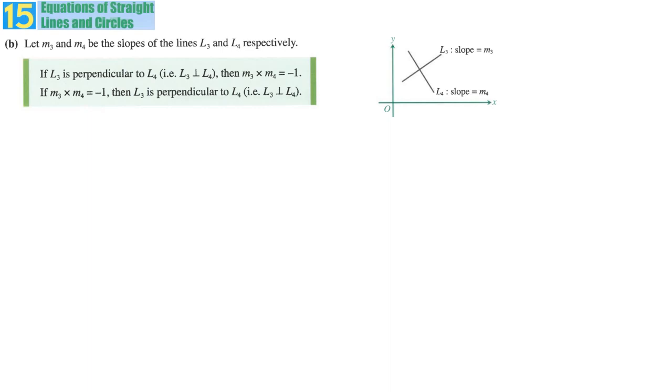In the previous video, I just simply told you that there is a property: if two lines are perpendicular, then their product of the slopes is -1, or the reverse. If their product of the slopes is equal to -1, then the two lines should be perpendicular. And the reason, I'm going to prove here.